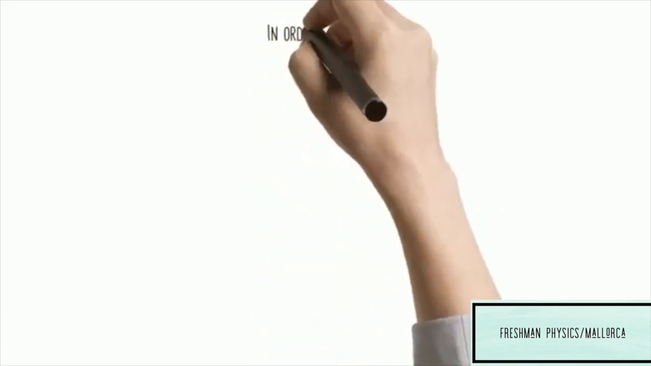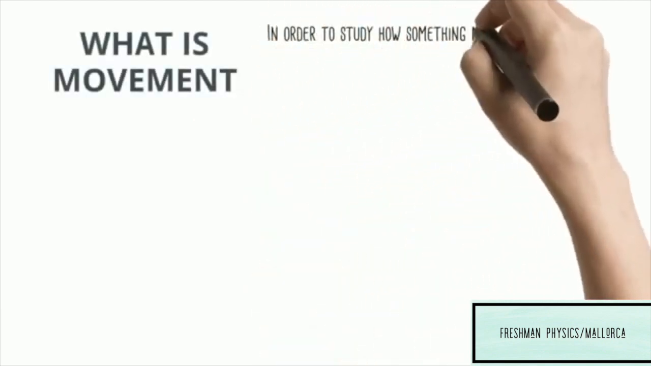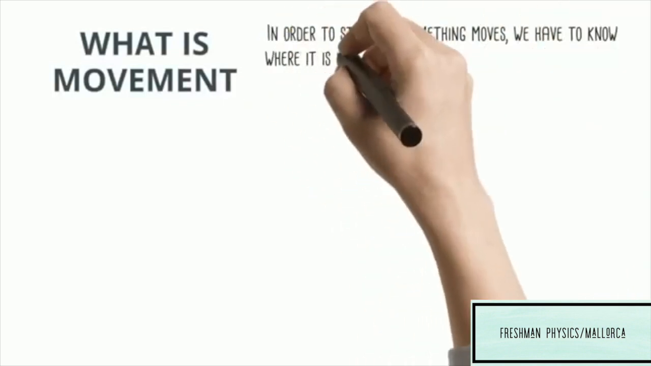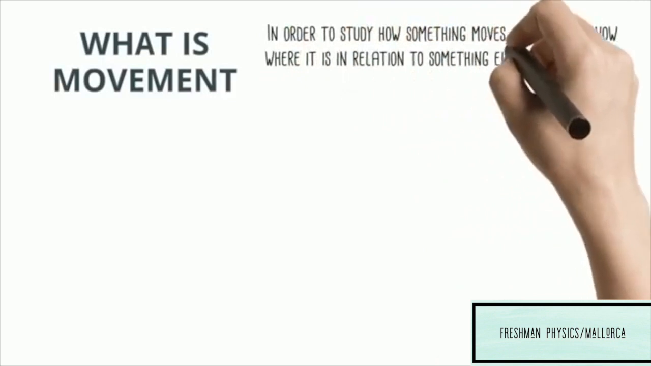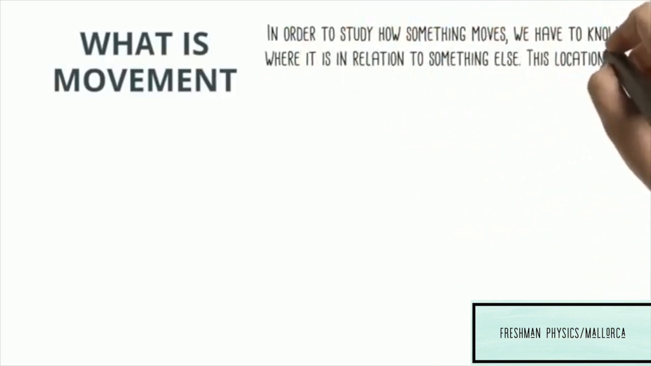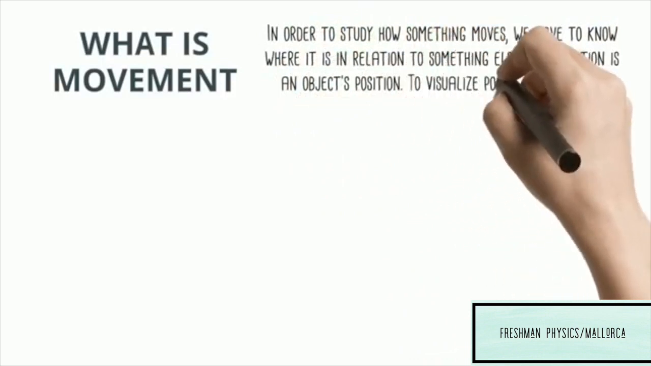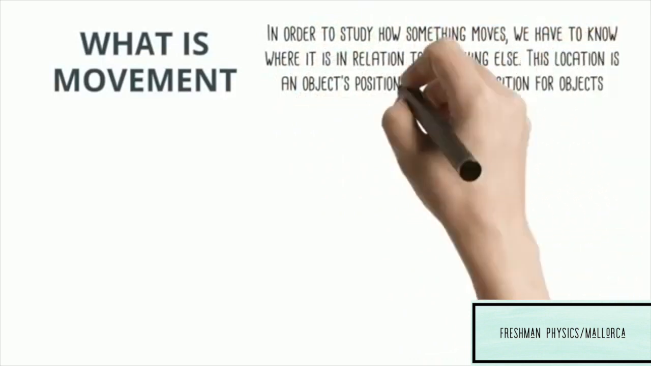For us to understand the concept better, it is important for us to know first what is movement. In order to study how something moves, we have to know where it is in relation to something else, and this location is an object's position.